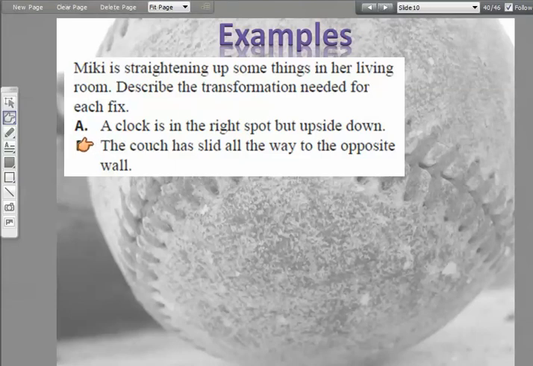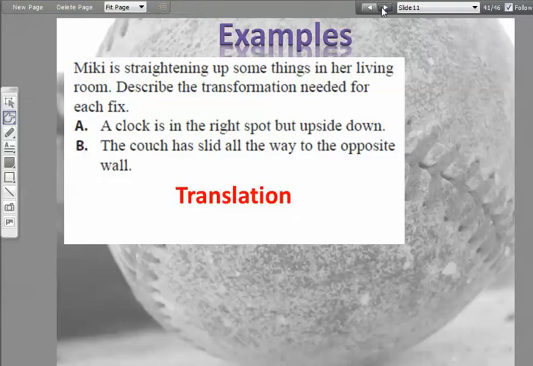Now Mickey's couch has slid all the way to the opposite wall. Not sure how that happened, okay, but it has slid all the way to the opposite wall. So if I'm going to slide it back to the original wall, did you hear that key word I used? I'm going to slide it back to that original wall. That makes it a translation.